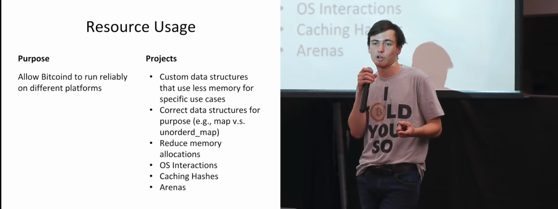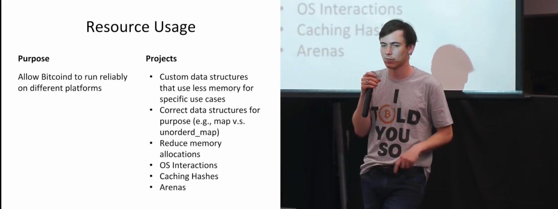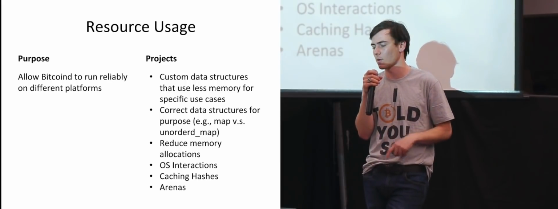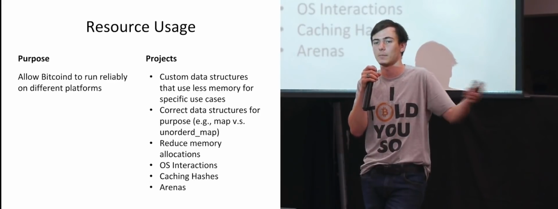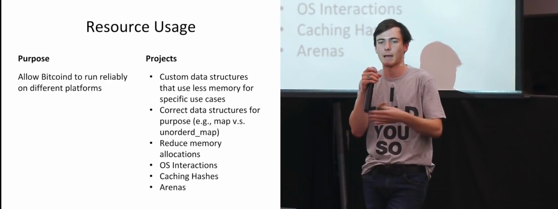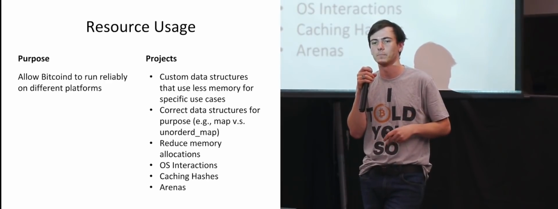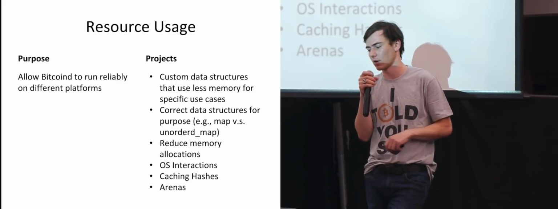Using custom data structures, that's something that I've done, and I'll tell you a little bit more about a custom data structure I wrote that is a lot more optimized for Bitcoin. Even just using the correct data structure. Sometimes people use a standard map, which is a tree, when they should be using an unordered map, which is a flat array. And finding those little things can actually make a pretty big difference in critical parts of the code.